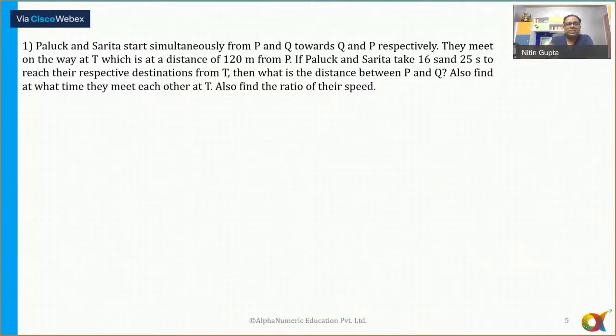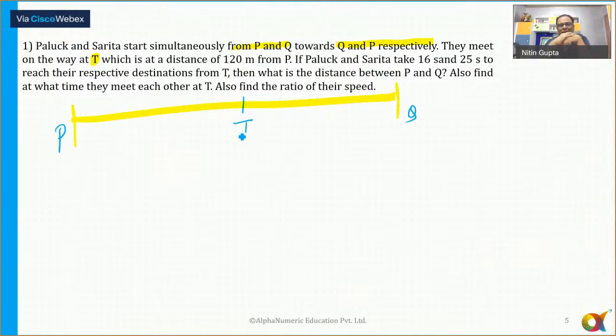Okay. So what is given here? Palak and Sarita start simultaneously from P and Q towards Q and P respectively. They meet at T. So I'll draw the diagram here. This is P, this is Q, and they meet at point T. They meet on the way at T. Because time, speed, distance is important.